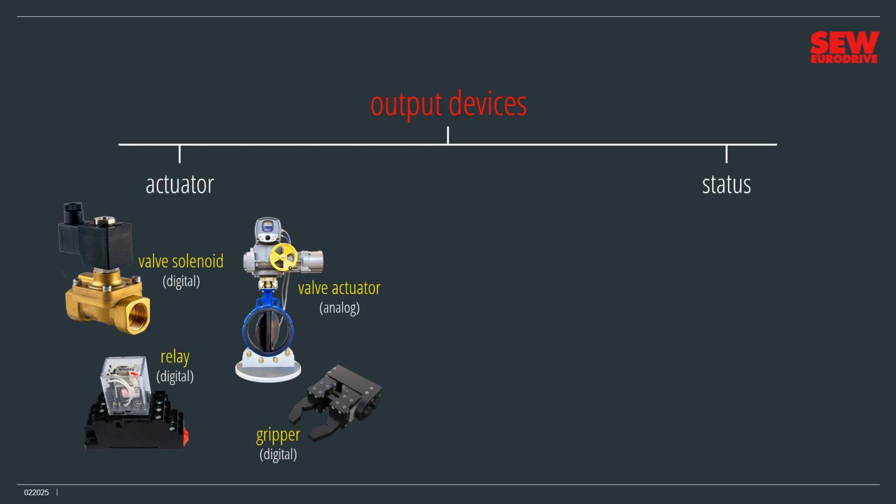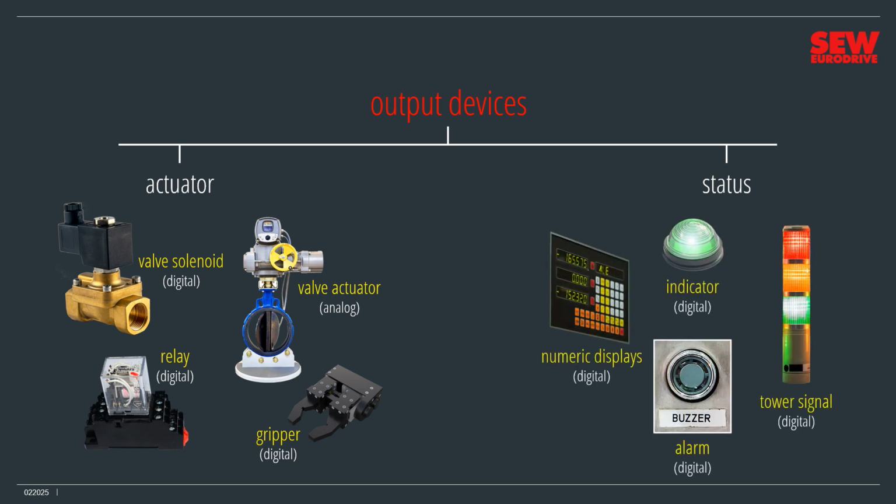The valve actuator, however, is analog, smoothly opening or closing in direct proportion to the voltage or current signal entering it. Indicator lights and signals are the most common status device. They turn on or off in response to digital signals. Similarly, alarm devices react to a digital signal, alerting operators of problem conditions or dangers. Numeric displays are slightly more complicated output devices, requiring a binary number that they translate into the corresponding pattern on the display.